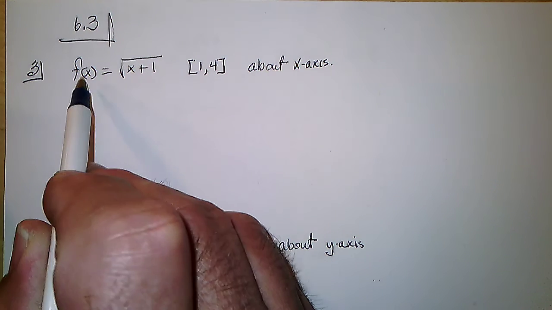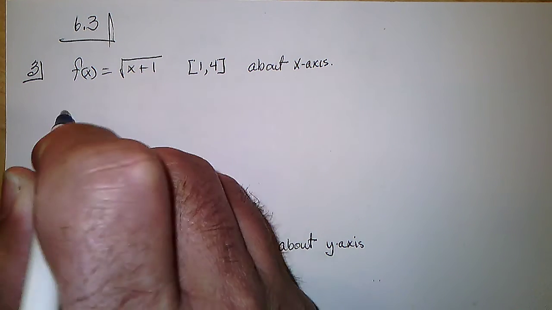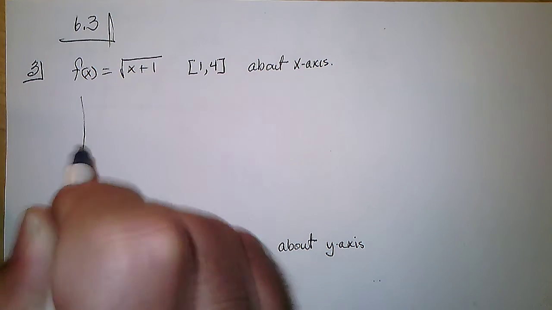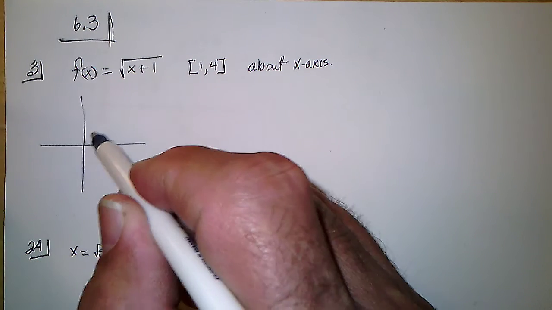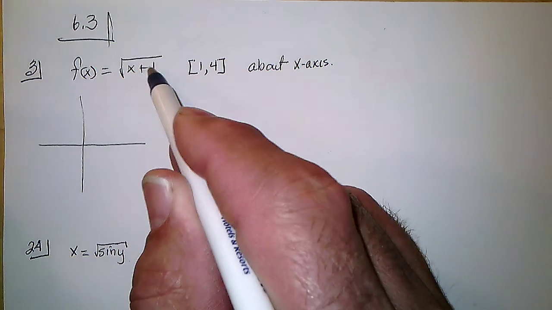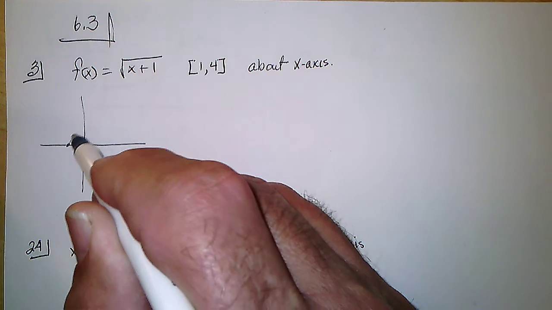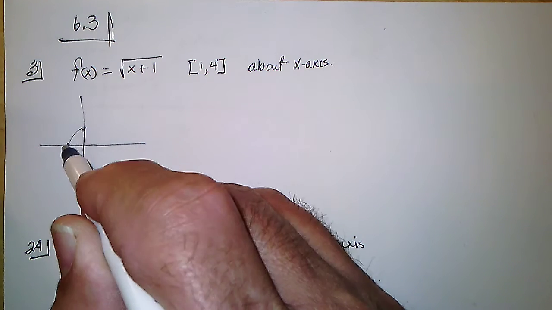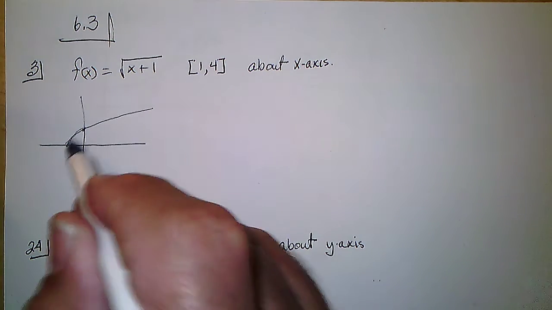Problem 6(3). We have f of x equals the square root of x plus 1. Let's see what that would look like. The square root of x is a sideways parabola. A plus 1 on the x would move it minus 1. So it's going to go through 1, 1, 0, 0, 1. It'll be like that.